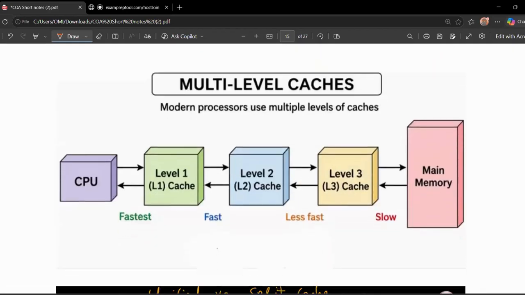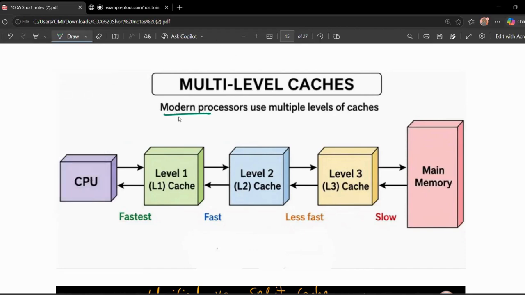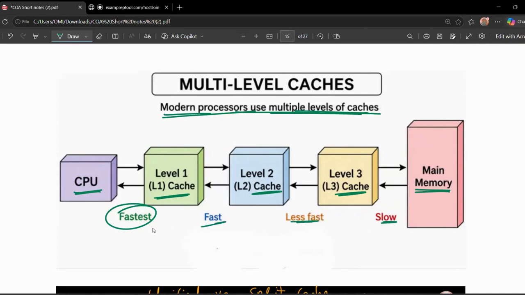Now, before that, look into multi-level caches. If you look inside your processors, modern processors use multiple levels of caches. So this is the multi-level hierarchy: CPU, then L1 cache, L2 cache, L3 cache, and main memory. L1 cache is fastest, then fast, then less fast, and slow. And if you see the size, L1 is smaller, then small, then big. So this is size-wise.